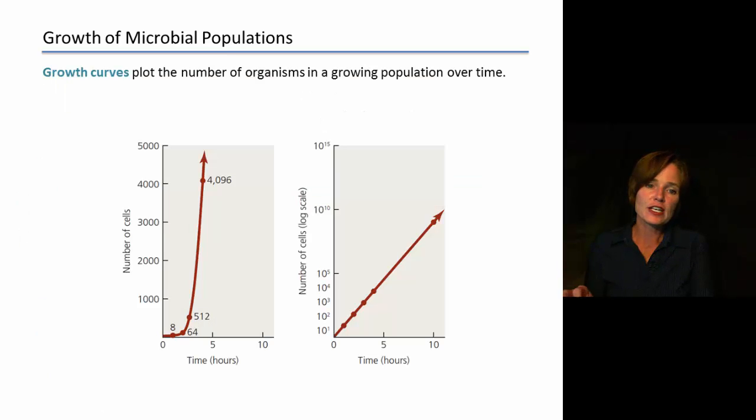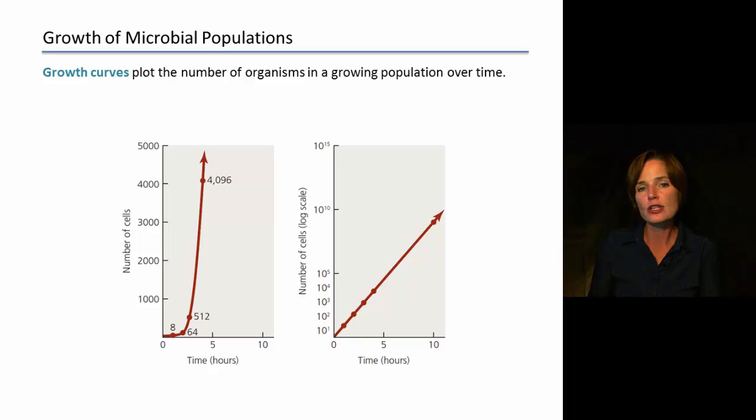A growth curve is a curve that plots the number of organisms that are growing in a population over time. And here we have a couple different ways to represent that growth curve. If you look at the first graphic, you can see that if we're just plotting the number of cells on that y-axis, we get this very sharp increase in our growth curve. And it's really difficult to see a whole lot from that just because it is such a sharp increase up.